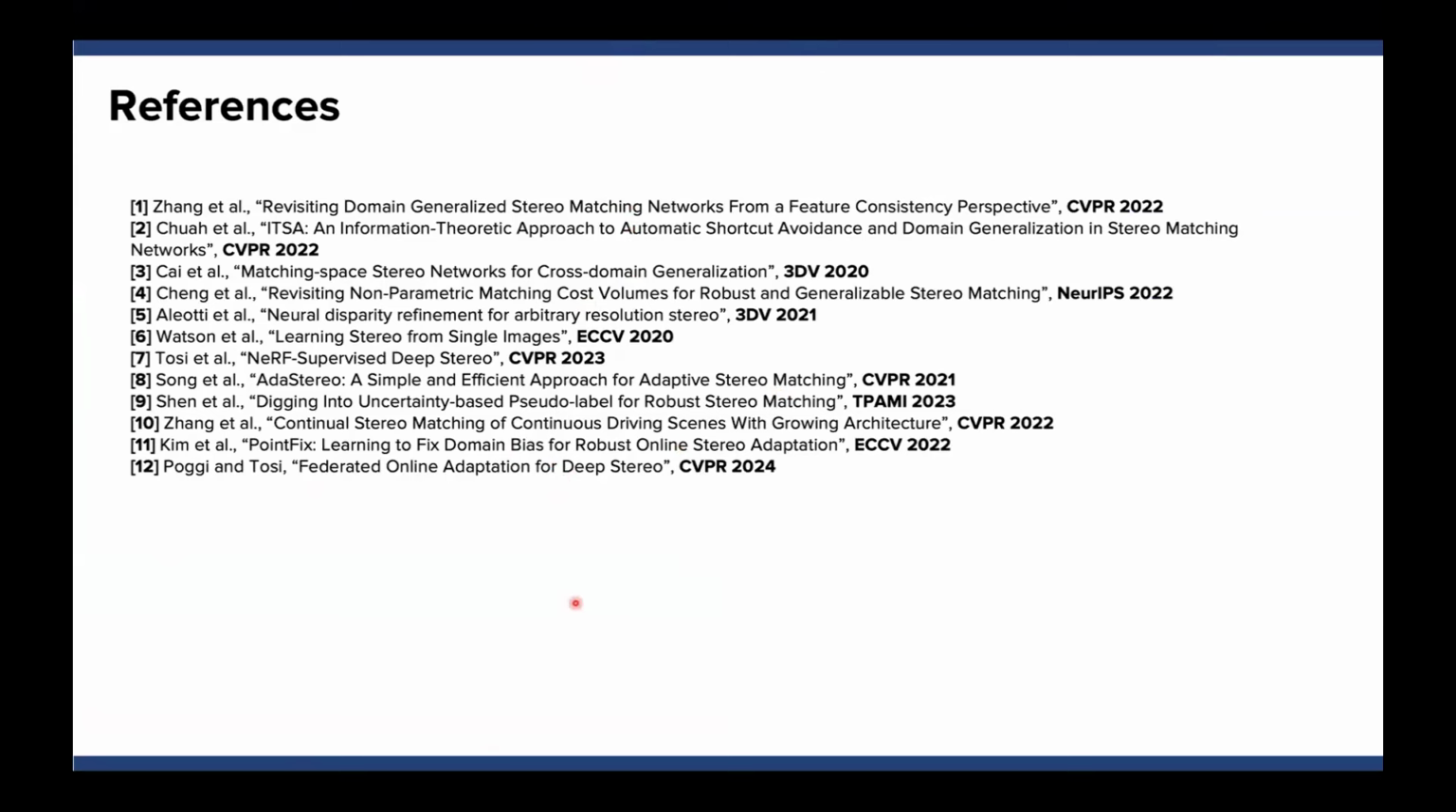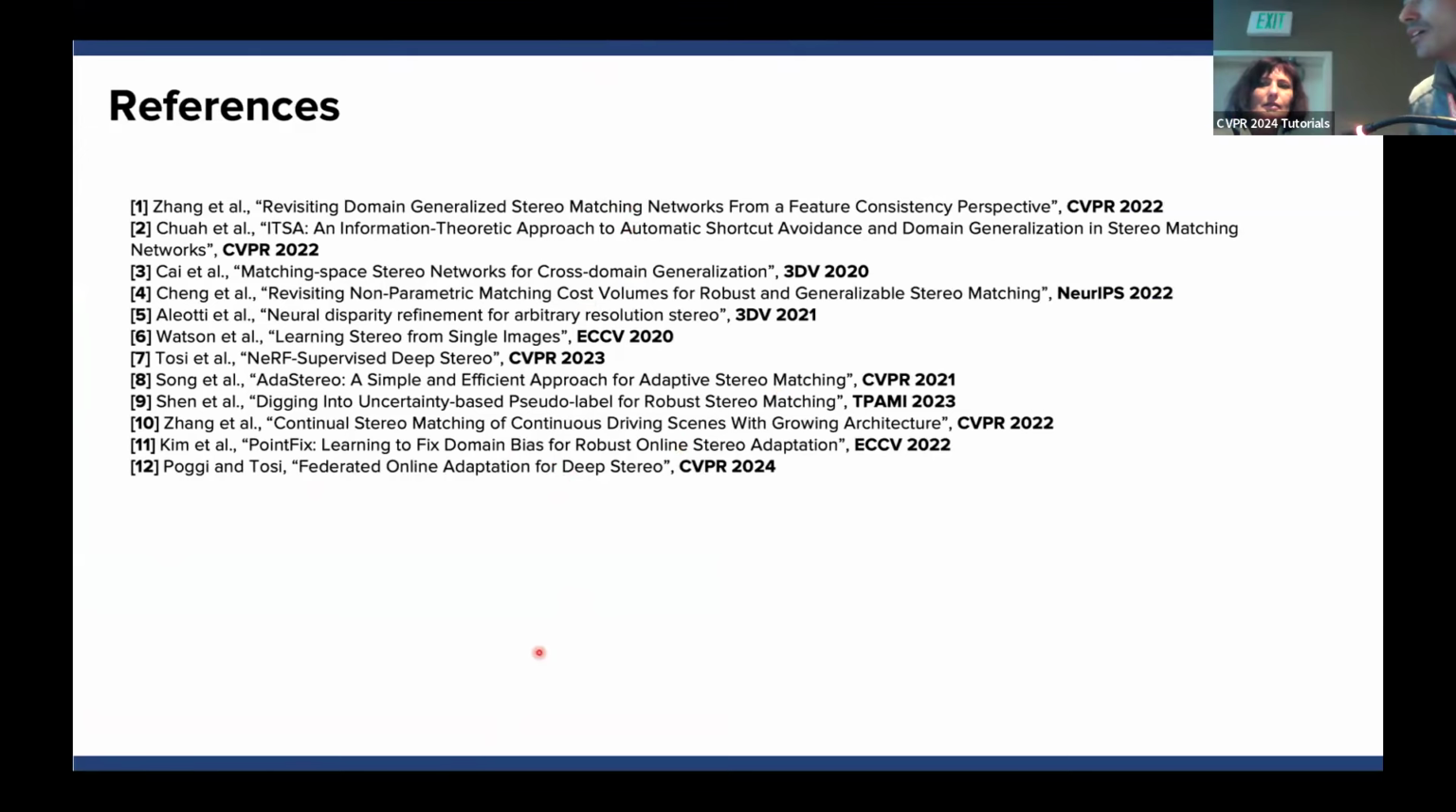Do you have any comments on speed? Since most of these methods are usually used in SLAM, for example, what's your comment on speed and how fast these methods are to predict the stereo match? Thanks. Okay, yeah, maybe I can take this one.